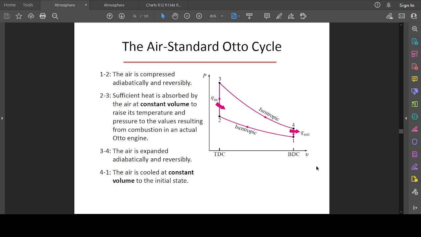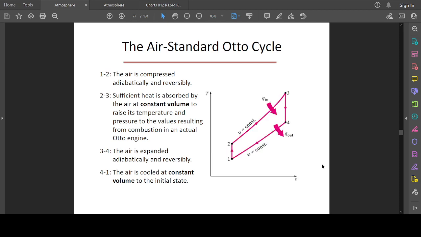So the air is compressed isentropically and reversibly. Sufficient heat is absorbed by the air at constant volume to raise the temperature and the pressure to the values resulting from combustion in an actual Otto engine. Then the air is expanded isentropically and reversibly, and the air is cooled at a constant volume to its initial state.